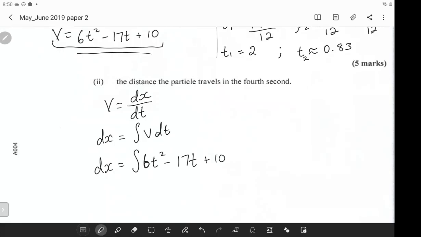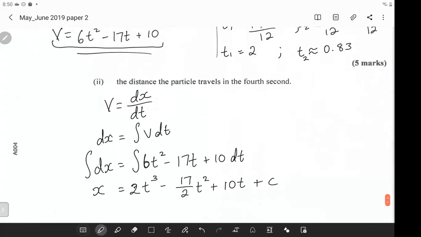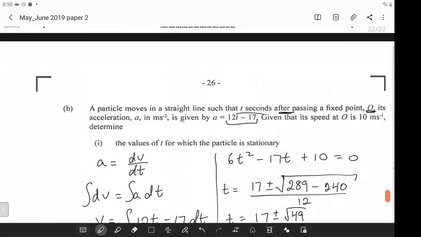dt. Integrating this, right? So if we integrate dx, we get x only. Integrating this, we get 6t cubed divided by 3, which is 2t cubed, minus 17 over 2 t squared plus 10t plus some constant. And we could use maybe one of these equations here.